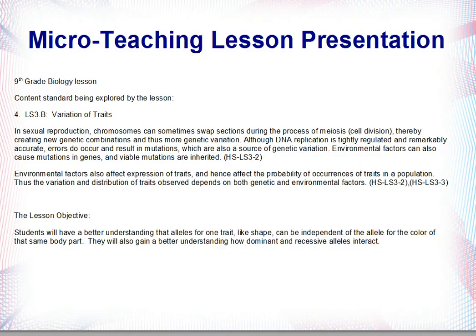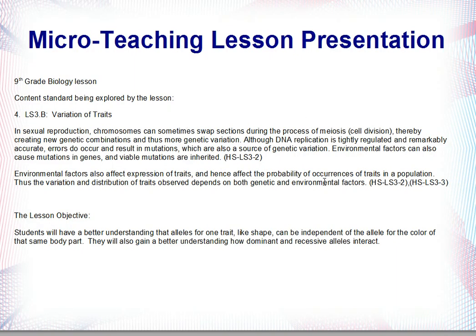So in sexual reproduction, chromosomes sometimes swap sections during the process of meiosis, also known as cell division, therefore creating new genetic combinations and thus more genetic variation. And there's also environmental factors that affect expression of traits, and hence affect the probability of occurrences of traits in a population. Thus the variation and distribution of traits observed depends on both genetic and environmental factors.